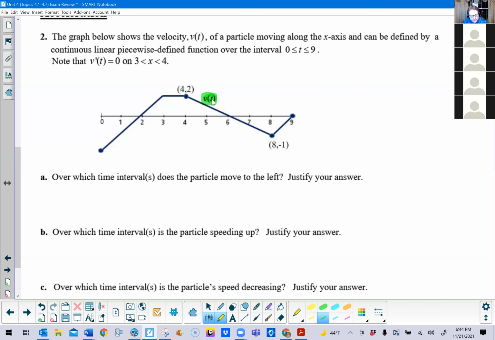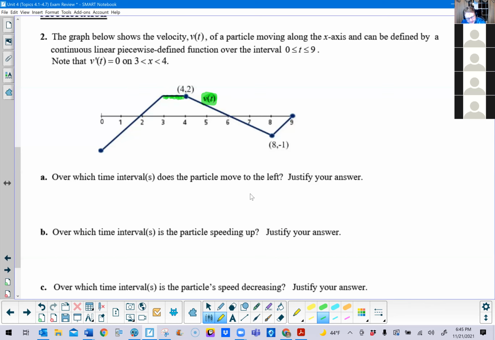We're told that v prime of t is equal to 0 on the interval 3 to 4. That's kind of important because otherwise you wouldn't really know that this is horizontal other than the fact that it looks it. So yep, the derivative of the graph, I should say, is equal to 0 in that interval.